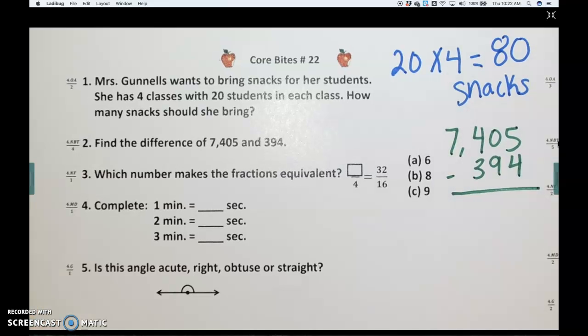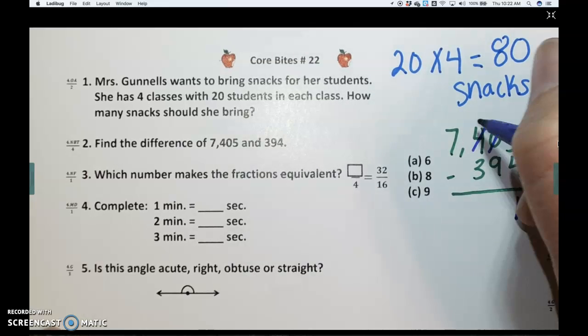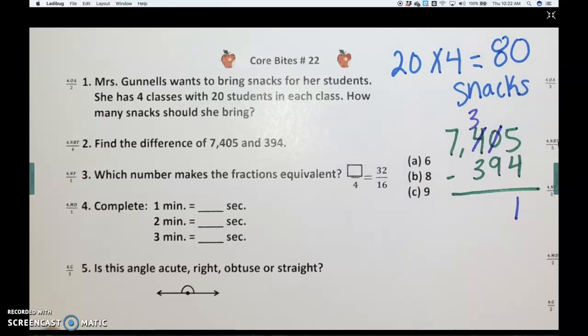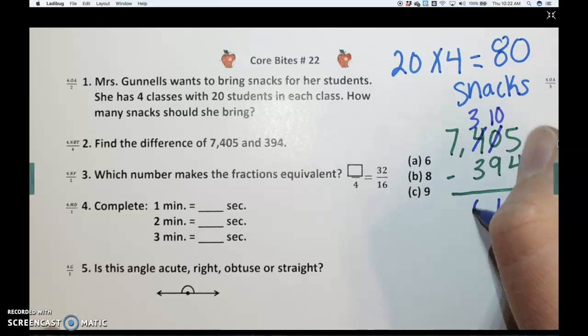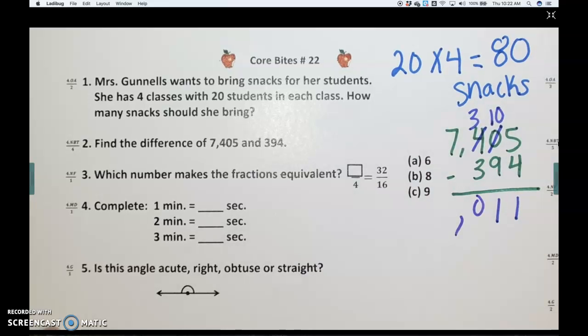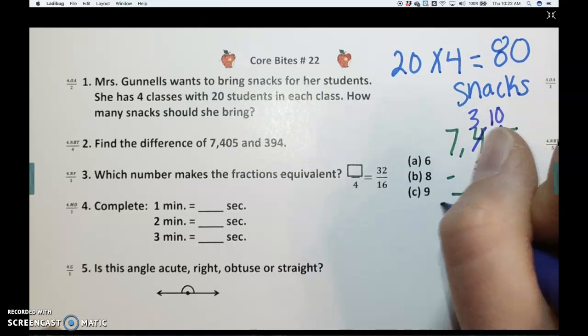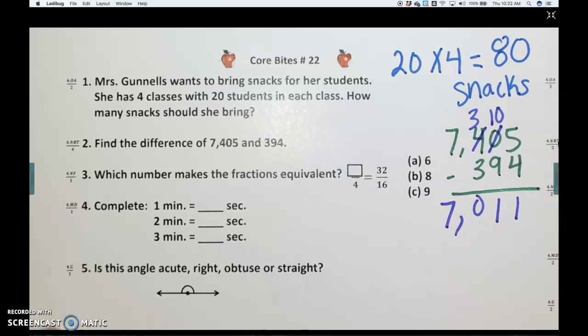So 5 minus 4 would give you 1. You can't take 9 from nothing, so we're going to have to regroup over here. So we're going to bring this over, so that becomes a 3. Bring that 10 over, this becomes 10. So 10 minus 9 gives you 1. And then 3 minus 3 gives you 0. Bring down your comma for your thousands place. 7 minus 0 is 7. So your answer for the difference for number 2 is 7,011.